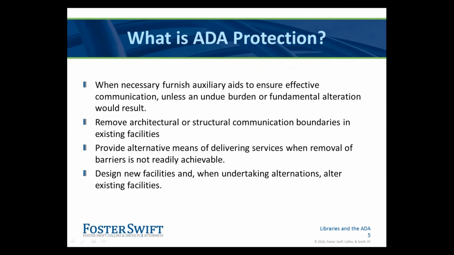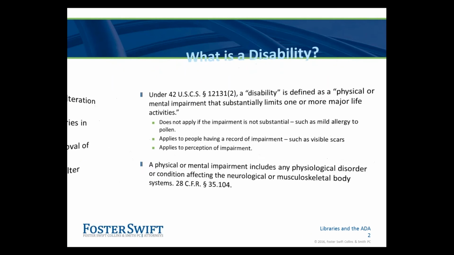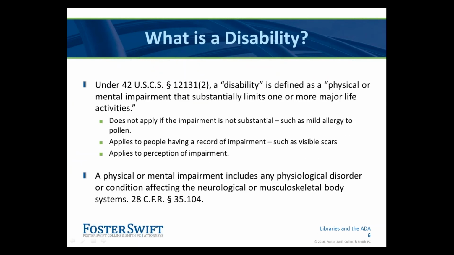When necessary, a library must furnish auxiliary aids to ensure effective communication unless an undue burden or fundamental alteration would result. You have to remove architectural or structural communication boundaries in existing facilities and provide alternative means of delivering services when removal of boundaries is not readily achievable. If you are doing a new building or undertaking alterations, you must alter the existing facility to be ABA compliant. So those are a broad overview of what the requirements are for the ADA.